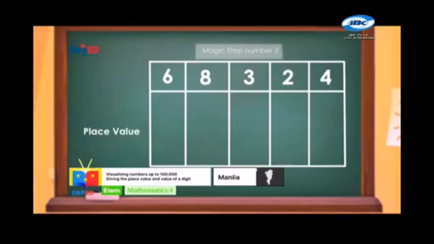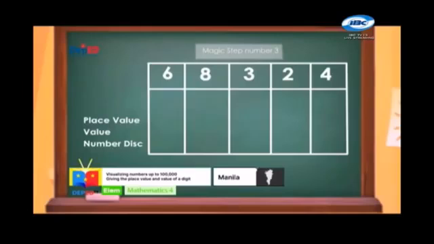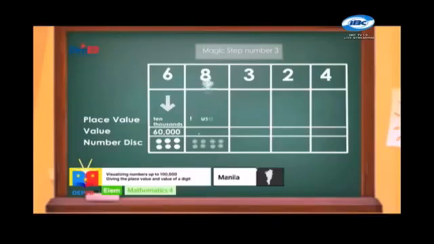Wow! You're doing great! Magic step number 3. Draw number discs on each column. In 68,324, the 10,000s place is a digit of 6 and has a value of 60,000. So how many discs are we going to draw? Correct! 6 discs. Next, thousands place is a digit of 8 and its value is 8,000.